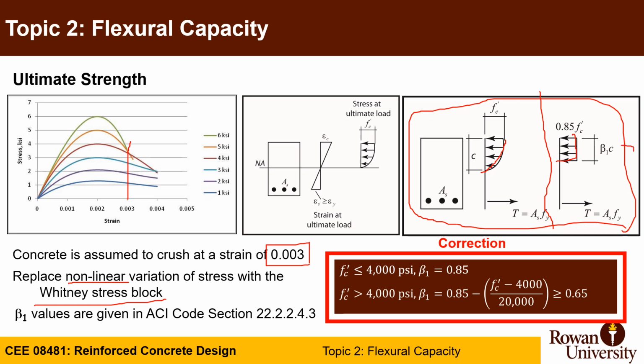This distance a will be equal to beta_1 c, according to the equation from ACI 22.2.2.4.3. Here is the equation. If f'c is less than or equal to 4,000 psi, you always use beta_1 of 0.85. If it's more than 4,000 psi, you use this equation: beta_1 is equal to 0.85 minus (f'c minus 4,000) divided by 20,000, with f'c in psi. This also has to be limited to 0.65; you cannot go lower than 0.65.